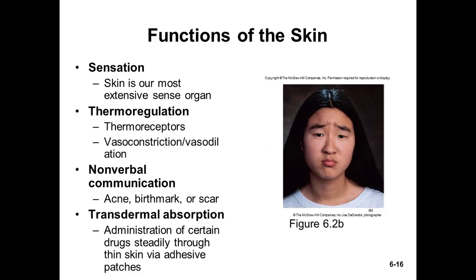Sensation. Our skin is our most extensive sense organ. As you can see, we have sensory neurons in our skin, a network of neurons. We have Merkel cells. We have pain receptors in our skin that allow us to respond to pain. The Pacinian and the Meissner corpuscles are responsible for very light touch as well as deep pressure. It helps us having those sensory neurons.